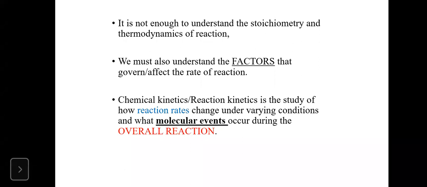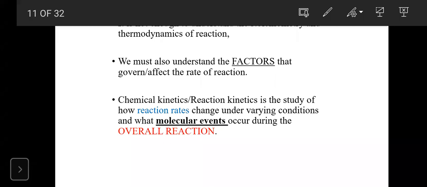And which topic is dealing with this? It is what you refer to as chemical kinetics, or you also call it reaction kinetics. I'm repeating it again for emphasis. Chemical kinetics, reaction kinetics, is the study of how reaction rates change under varying conditions. What are the varying conditions? Like the effect of temperature, concentration, the nature of the substance, and the catalyst. And again, molecular events occur during the overall reaction. The molecular event is the part that deals with the mechanism of the reaction.